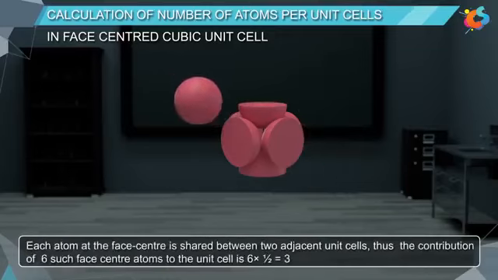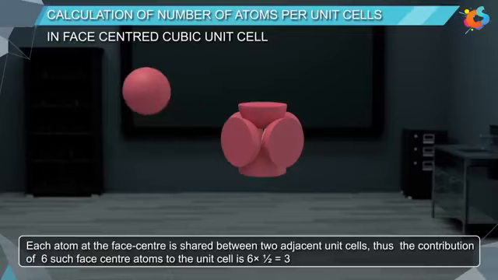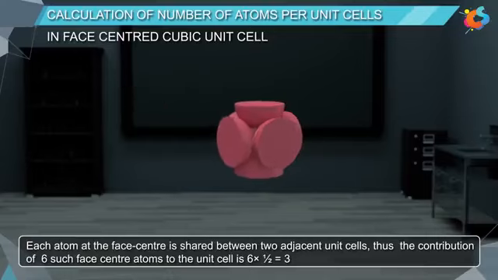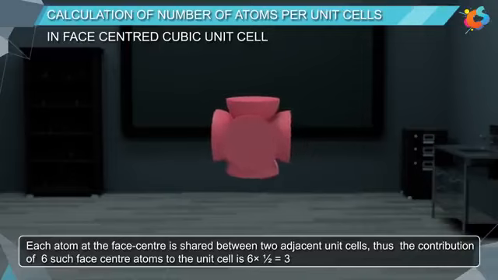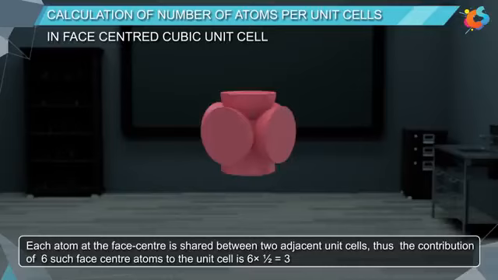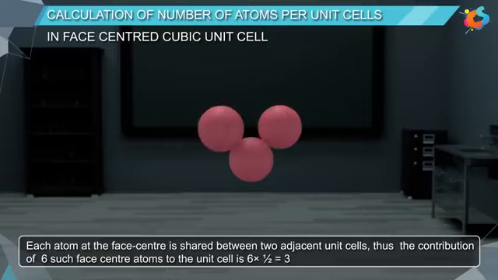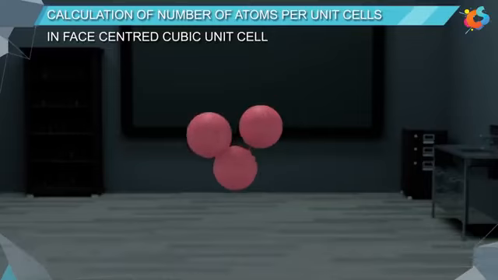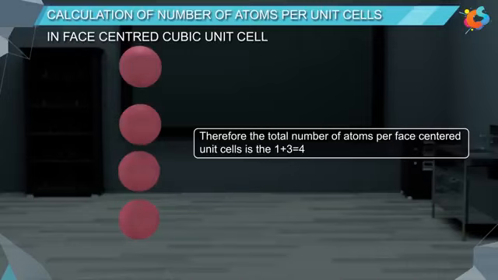Each atom at the face center is shared between 2 adjacent unit cells. Thus, the contribution of 6 such face center atoms to the unit cell is 6 into 1 by 2, which is equal to 3. Therefore, the total number of atoms per face-centered unit cell is 1 plus 3, which is equal to 4.